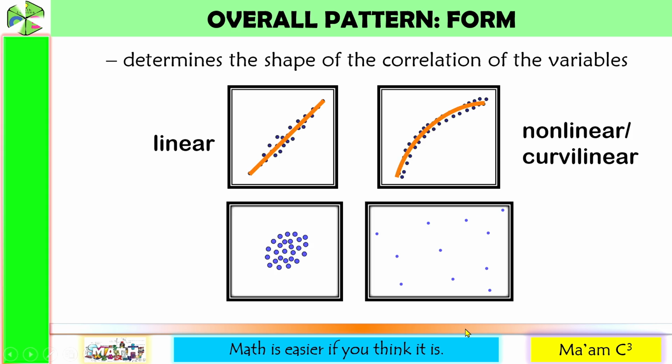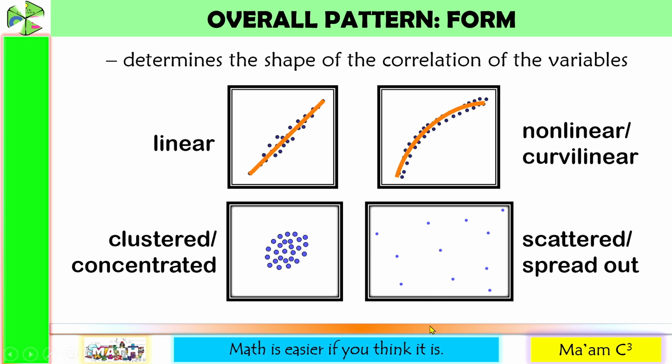Sometimes we also have these two. In here, you can see that the points are very close to each other. This is what we call clustered or concentrated. And in here, the points are far away from each other. We call this scattered or spread out.